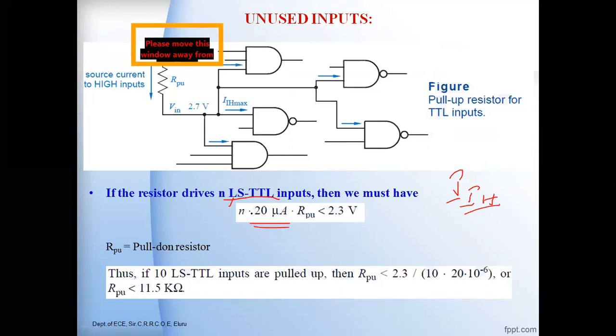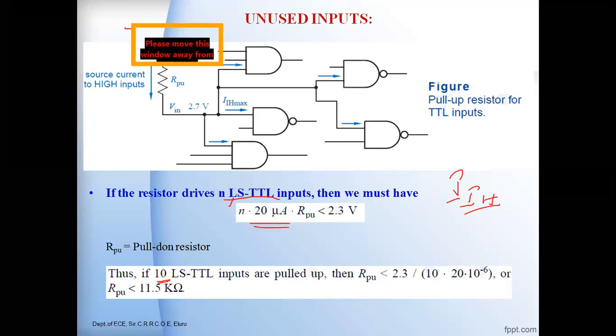For the LS-TTL gate. So now for example, you take 10 unused inputs, and we want to drive these 10 unused inputs when the output is at the logic high state. So when the output is at logic high state and we want to drive the 10 unused inputs, then we will connect a pull-up resistor here.